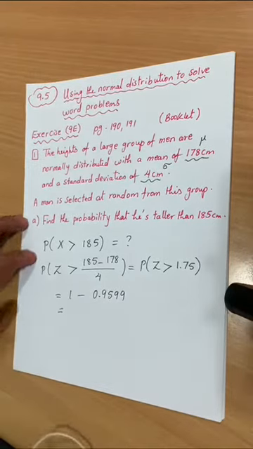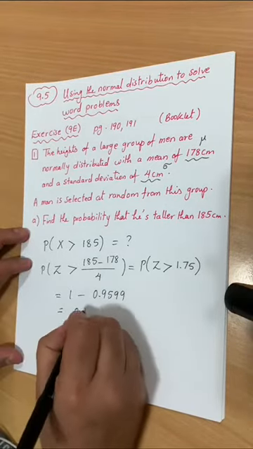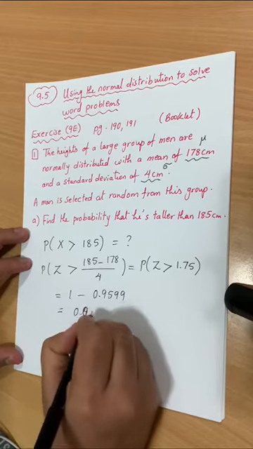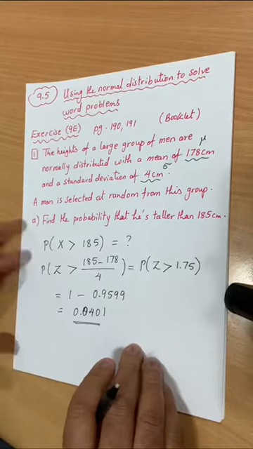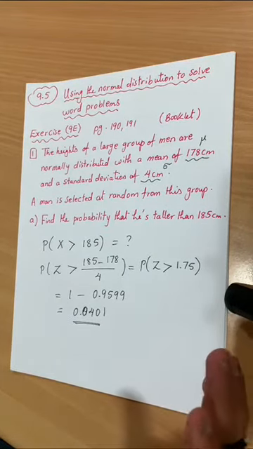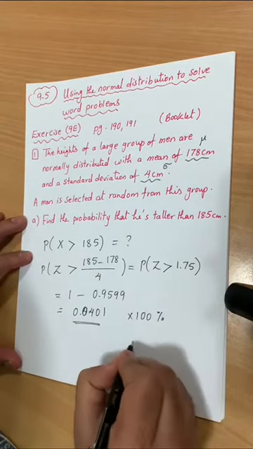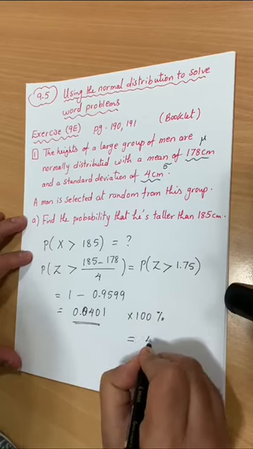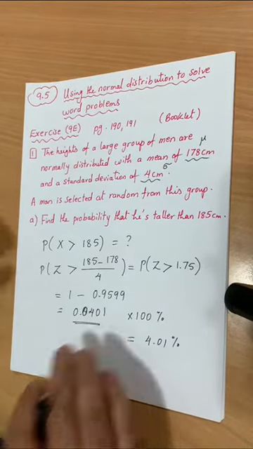If we take the difference, 1 minus 0.9599, then the answer is 0.0401. This is the probability. If the question asks you to find the proportion or the percentage, you just multiply that by 100%. So the answer is 4.01% if it's required to find the percentage.